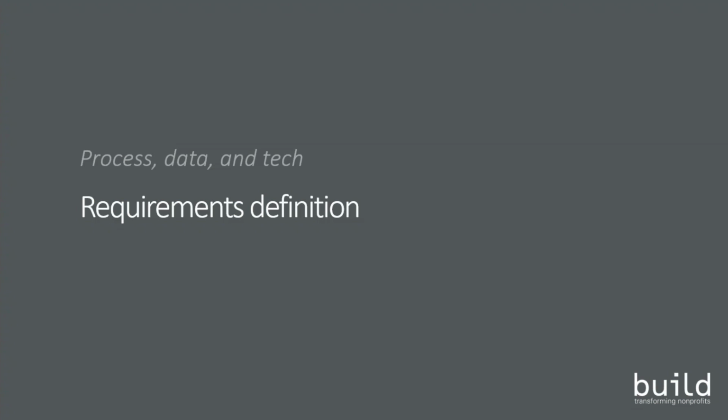Now we're going to talk a little bit about the process, data, and tech aspects that are downstream of those more organizational aspects of information strategy, which are leadership and operations. And the thing that I want to talk about here, and I could choose many things to focus on for process, data, and tech, but the thing I want to focus on is requirements definition. So for both business and technical requirements, you want to make sure they're carefully documented and prioritized.